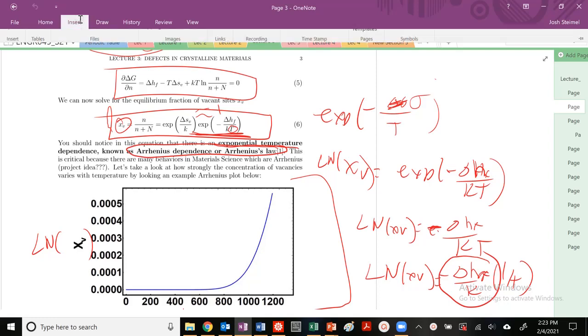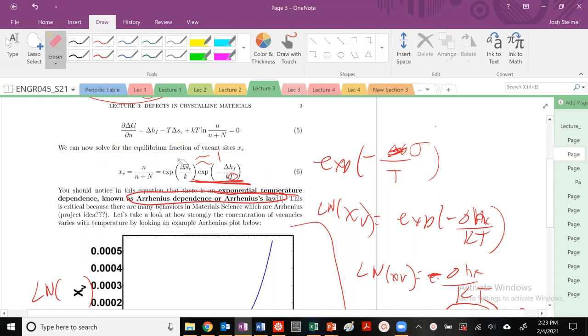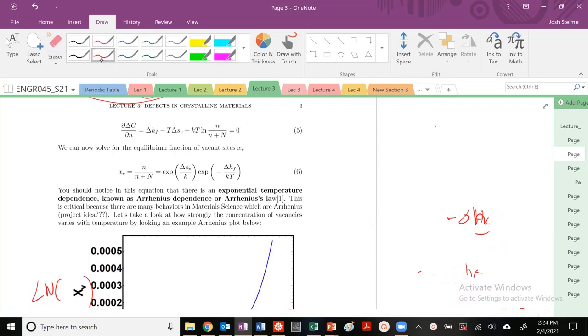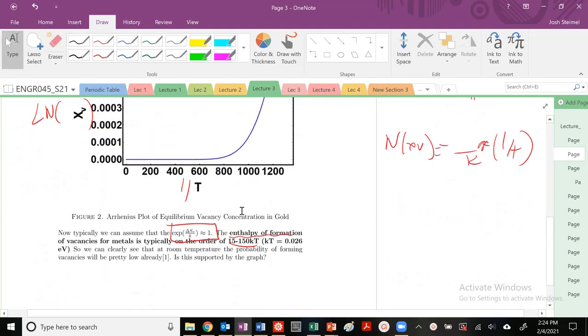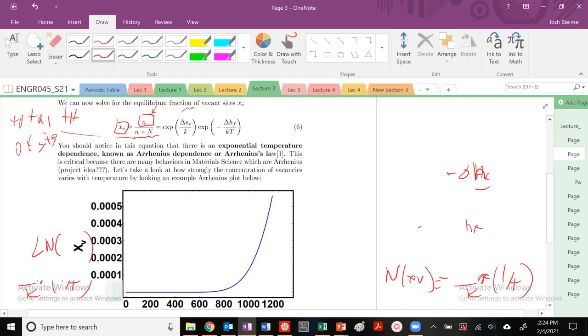So let's go ahead and clear up, let's go to our draw, let's erase this function. So let's see what we've got to work with. My equilibrium concentration of vacancies is this XV. It's the total number of vacancies n divided by the total number of sites. And we can see here that typically for metals, we can approximate the vibrational entropy term, exponential of S over k, as equal to 1. And now what we're left with is just the equilibrium concentration of vacancies, exponential of minus delta HF divided by KT.